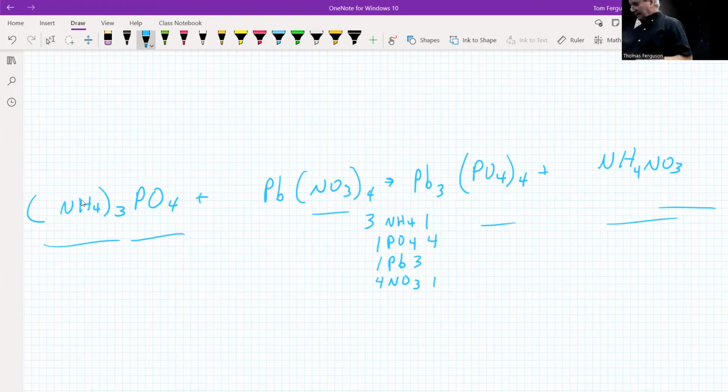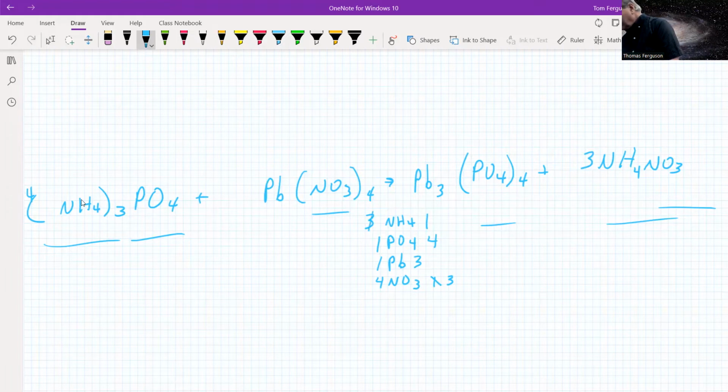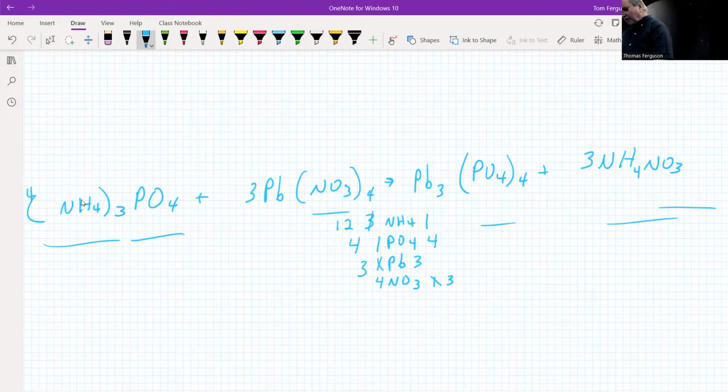Okay, so let's start balancing this. Let's fix the NH4 group. We need 3 here, and that kicks the nitrates up to 3. Phosphates, we have a problem with. We need 4 over here. Okay, that makes that 12 ammoniums, 4 phosphates. We need 3 leads, and that gives us 12 nitrates.